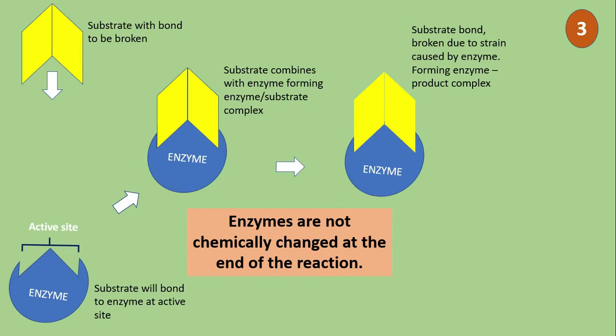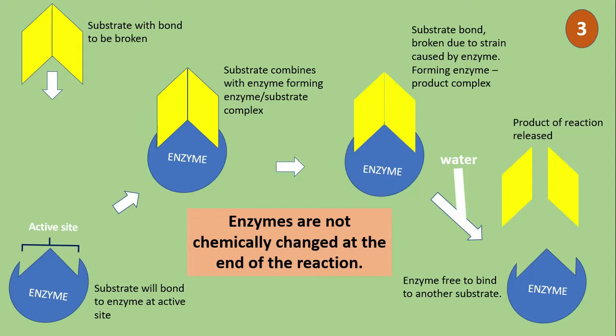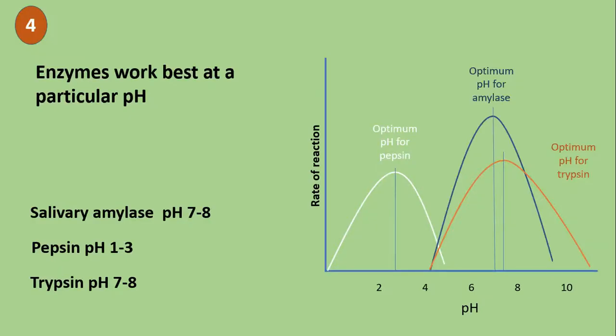Of course, the bond is broken there, and you will realize over here the enzyme will release the product, and there the product is. But look, the enzyme remains pretty much the same. The enzyme is chemically unchanged at the end of the reaction. So there we have the third property of enzymes, and we move on to the fourth property.